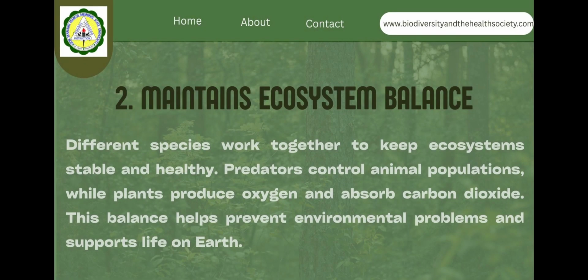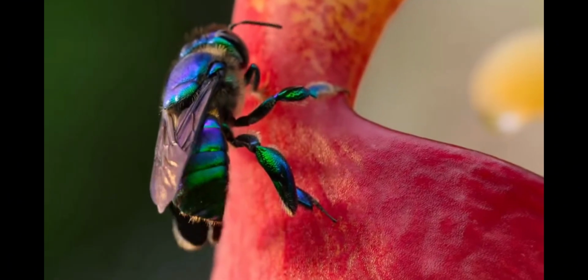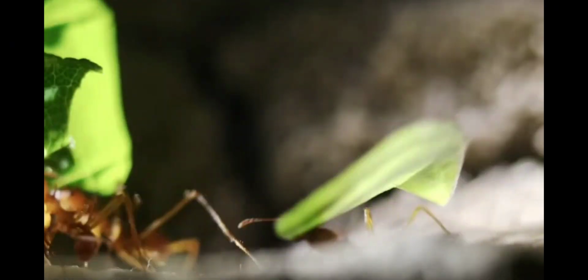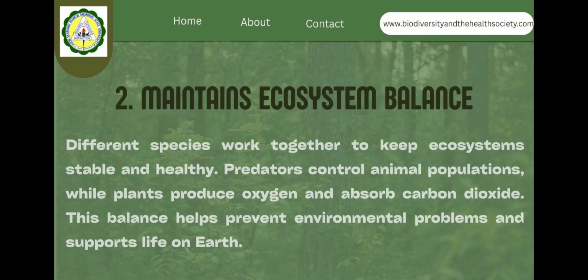Number 2: it maintains ecosystem balance. Different species work together to keep ecosystems stable and healthy. Predators control animal populations, while plants produce oxygen and absorb carbon dioxide. This balance helps prevent environmental problems and supports life on Earth.